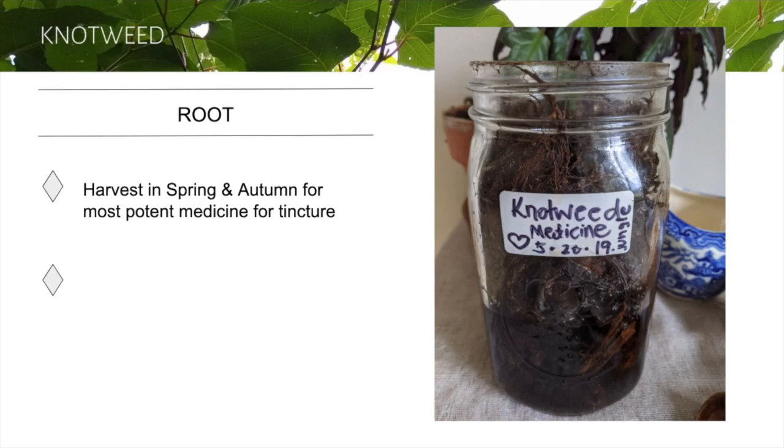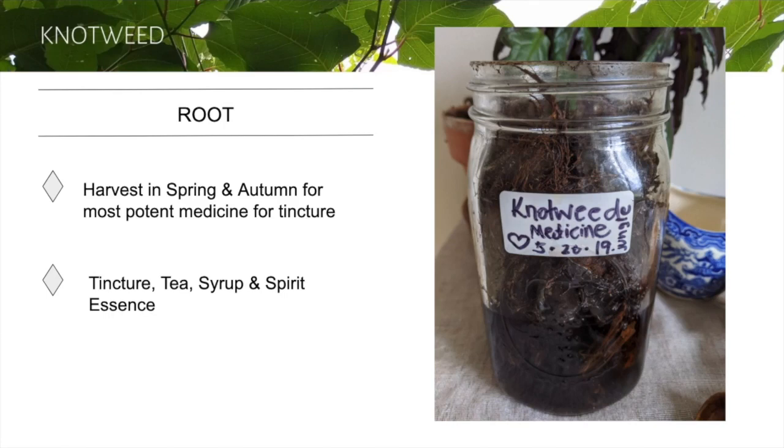If you're making teas or syrup out of the medicine, which the syrup is really just a tea that has been reduced and a sweetener added to it. So the tea and syrup is the medicine with water, whereas the tincture would be the medicine with alcohol.